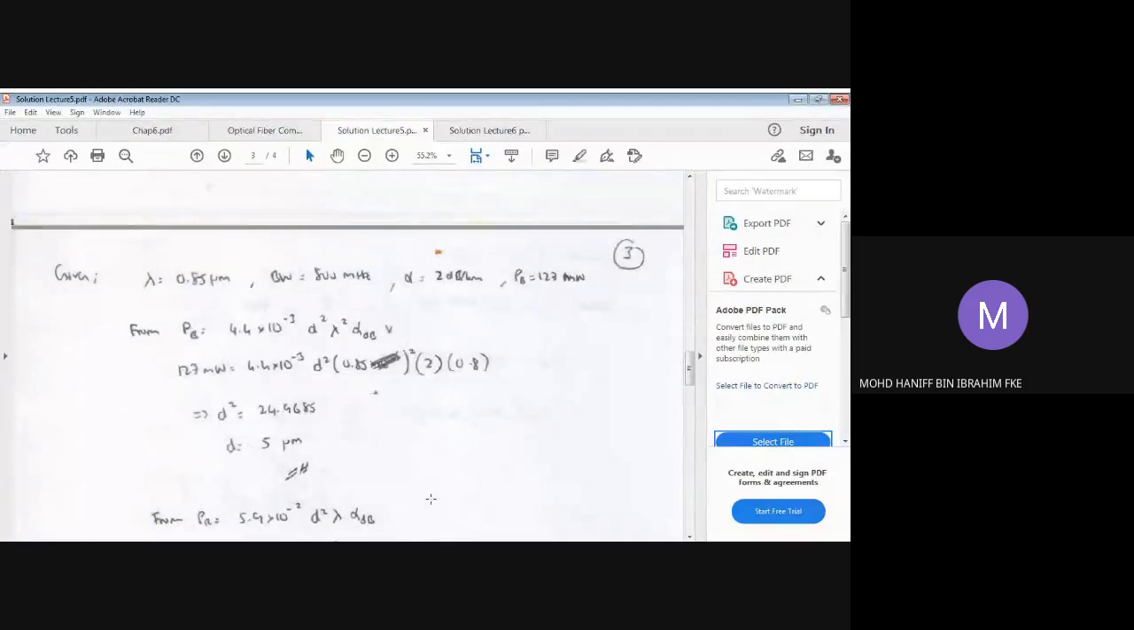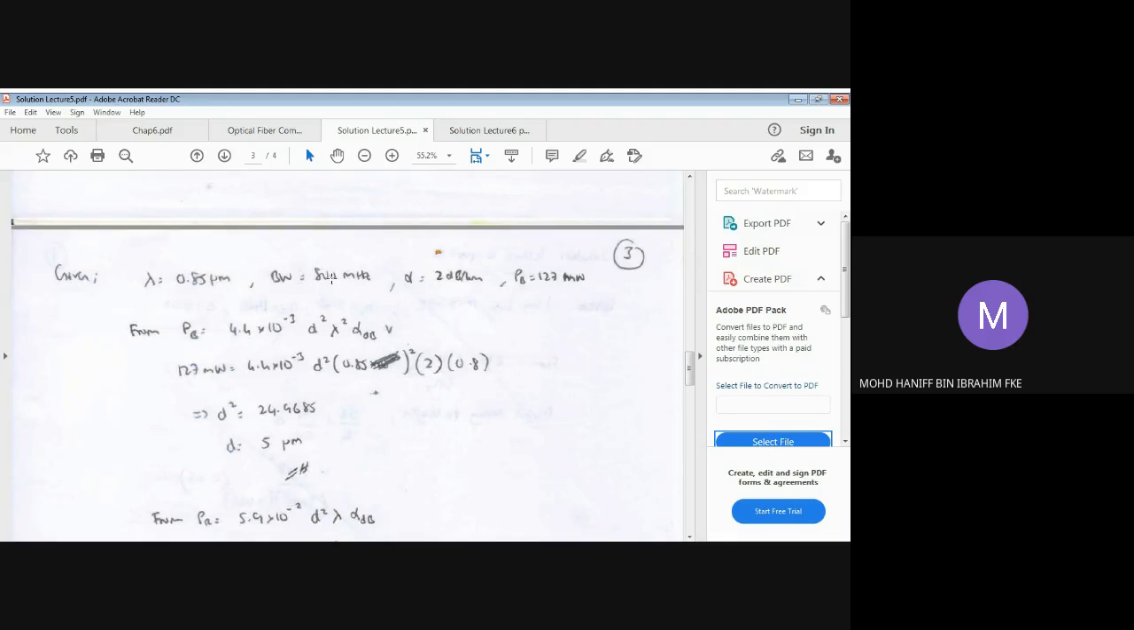This is the solution for that example. We have a wavelength of 0.85 micrometer, bandwidth of 800 megahertz, the alpha is 2 dB per kilometer, and the threshold power for the SBS is 127 milliwatt. This is the equation for the threshold power of SBS, equation 1-7, and we just substitute the values. We have 4.4 times 10 to the power of negative 3. The diameter of the core is unknown, so we just state that this is d squared.